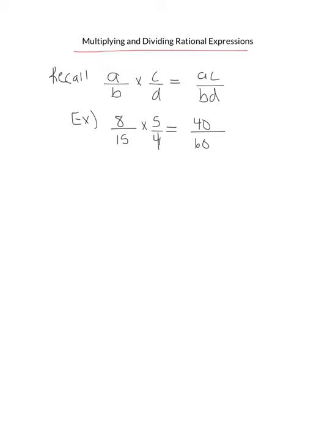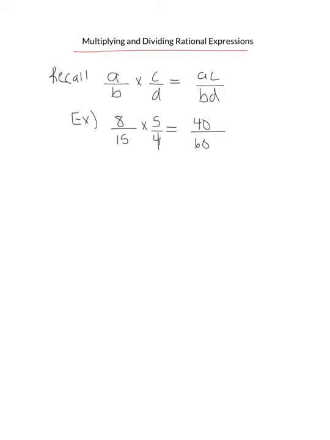All right, we are going to be multiplying and dividing rational expressions in this note today. So just a quick recall. If I have one fraction times another fraction, I would do numerator times numerator, or top times top, over bottom times bottom. So A times C, which is AC, over B times D, which is BD.